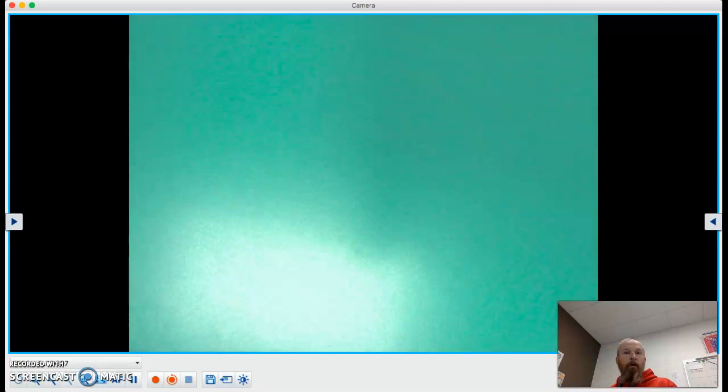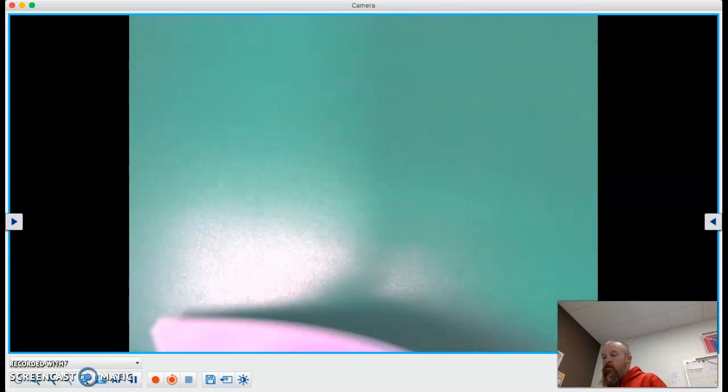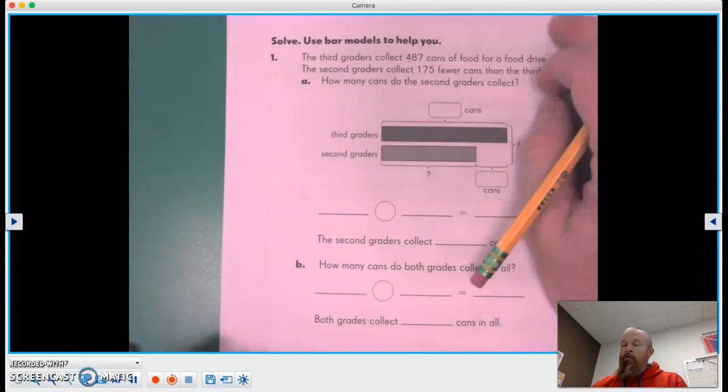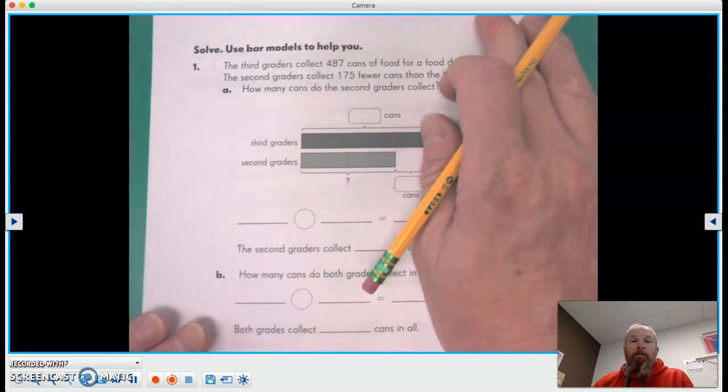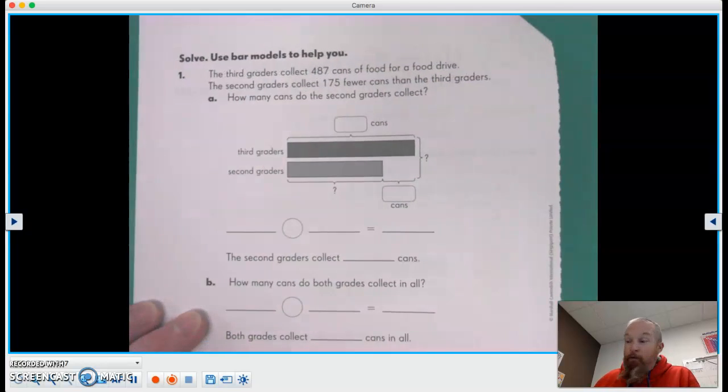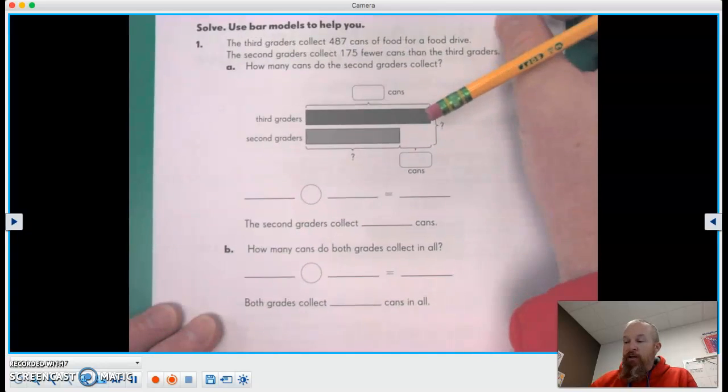So that's page number 1. We're already done. Can you imagine that? All right, here we go. Solve, use the bar model to help you. The nice part about this is it's kind of already done for us, right? So let's check this out here.